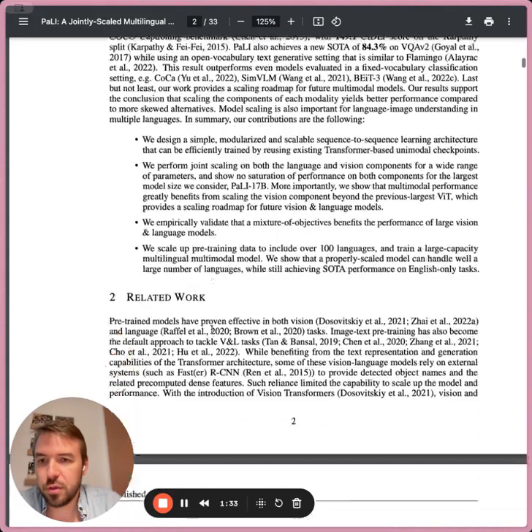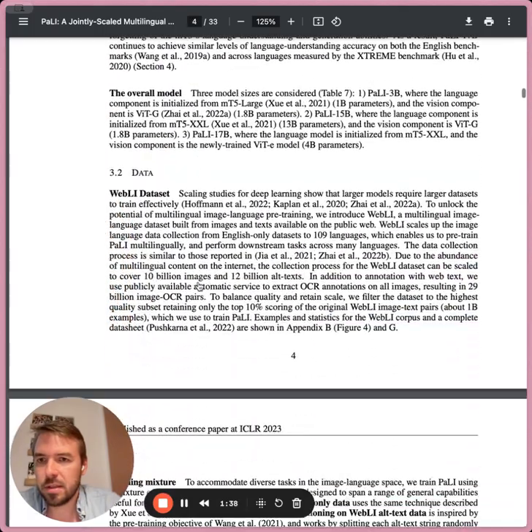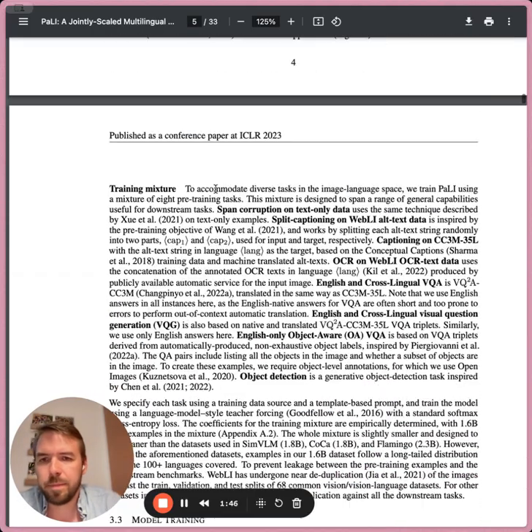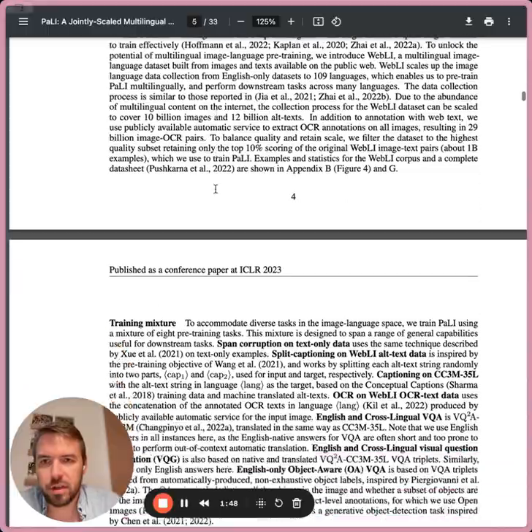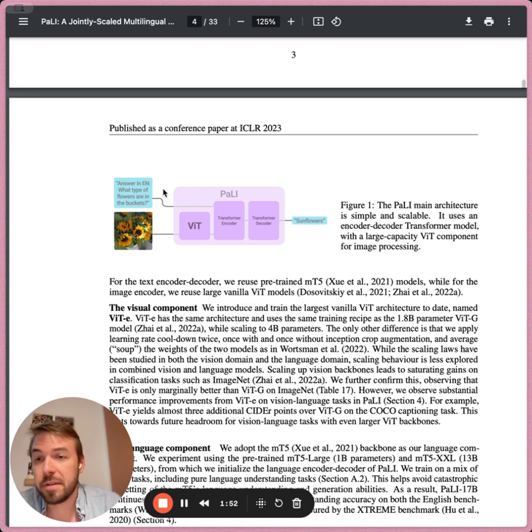They also introduced a new data set, so they call it the WebLI dataset, which is described here. 10 billion images, I think, and like a billion text image pairs. In this section, they describe how to train. The interesting thing also from this paper, and I don't know how novel it was, whether they're the first ones to do this or not, but it is a nice idea.